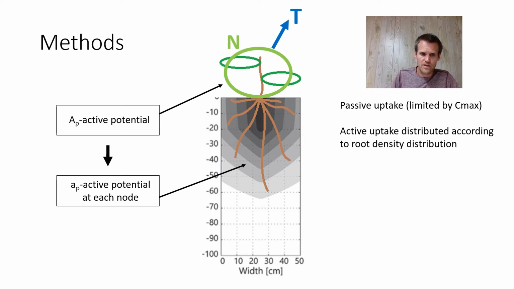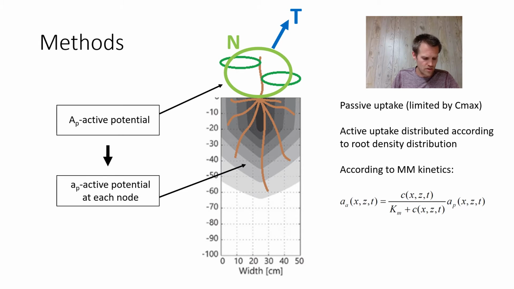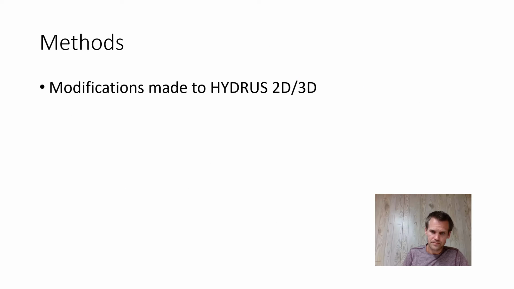So that looks like this. Then you get the active potential uptake at each node in the root zone. The active uptake is then considered according to Michaelis-Menten kinetics. And we also consider compensation of nutrient uptake. That's just a factor that you can add in here so that roots can compensate for lack of uptake from other zones where they can take it up more easily.